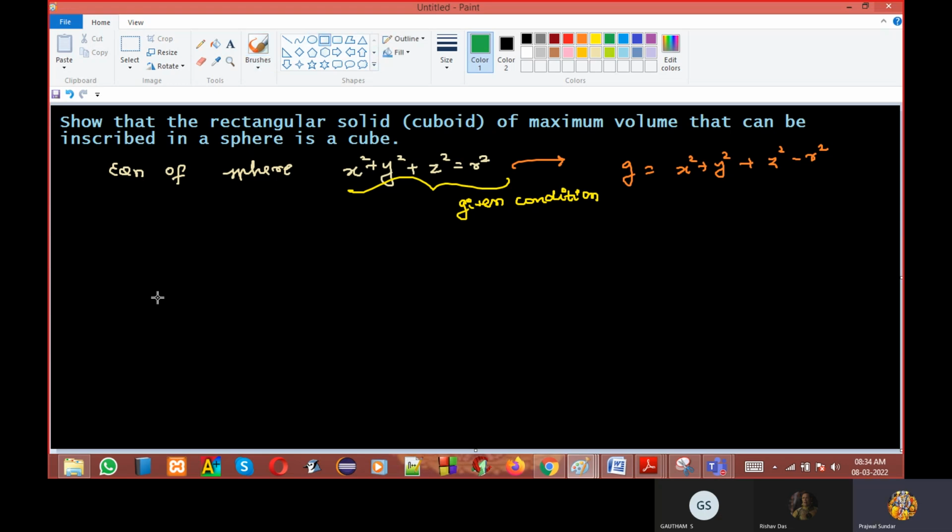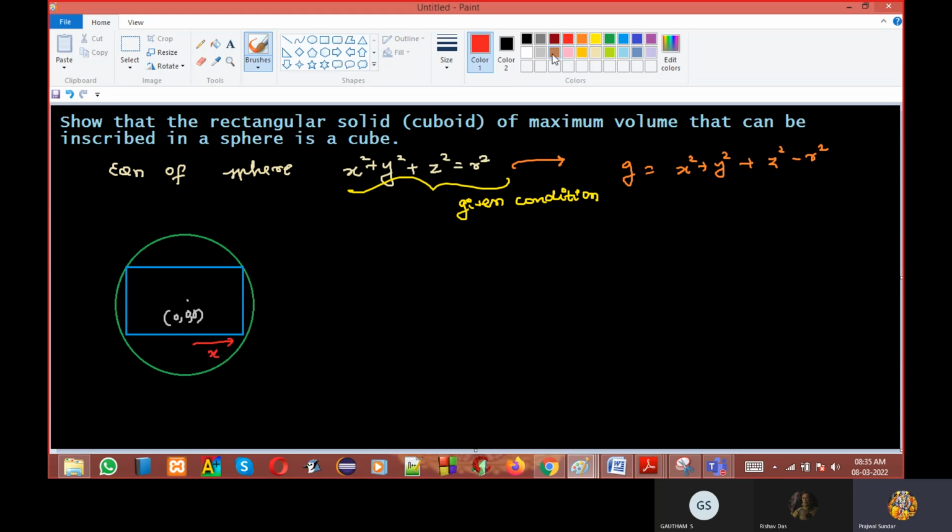You're having a sphere. Let this be the center of the sphere. Now if I want a cuboid, I need to take one point here as x, 0, 0. I'll take one point on the y-axis as 0, y, 0. It won't be exactly here. It will be some random point. This length I'll take as x.